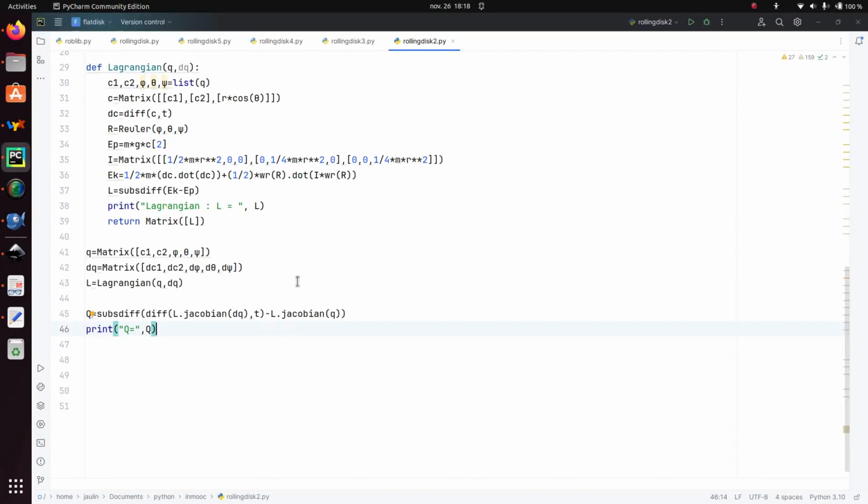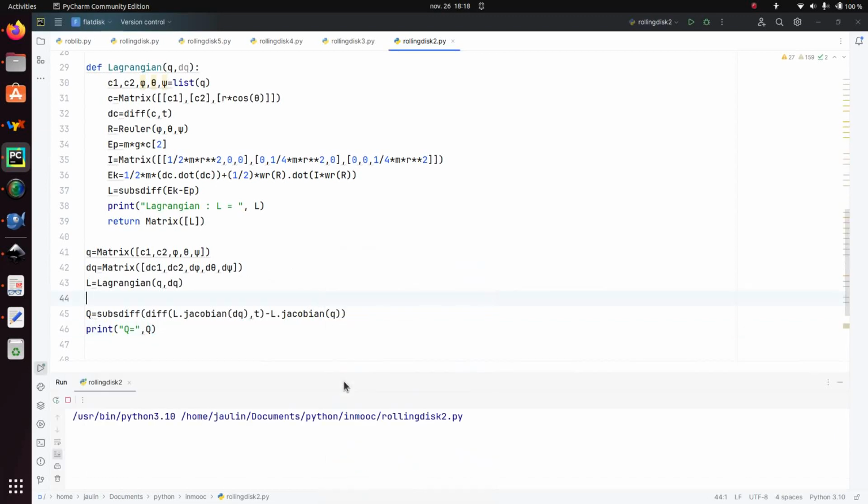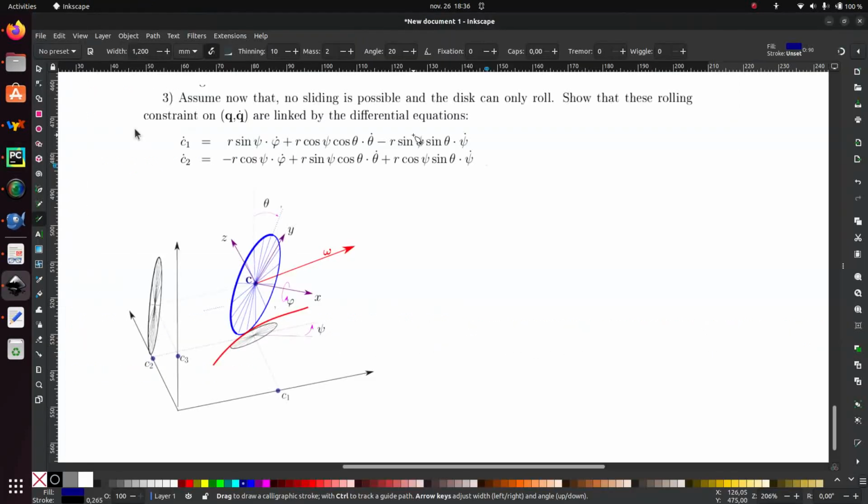This is written here. I run it. And SymPy will return the expression for q given here.